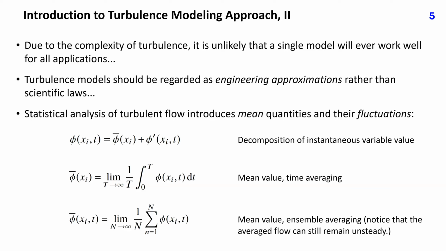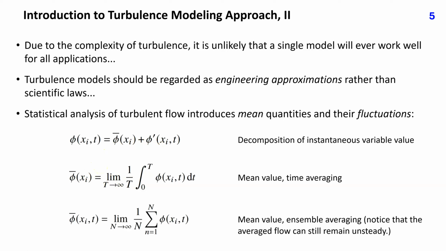At any point in space, defined by the position vector xi, and any instant of time, the instantaneous variable phi can be expressed as the sum of the mean value and the fluctuation around it, as shown by this expression. In the case of time averaging, the mean value of phi at a given location xi is defined as the integral over time divided by the integration interval t, when the length of the interval tends to infinity. The mean value varies in space, but not in time.